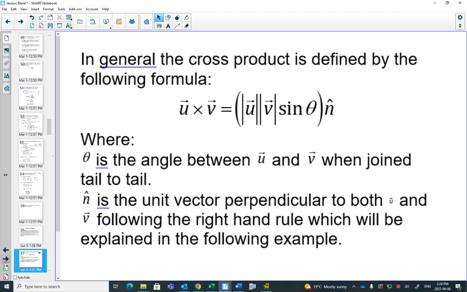So here's the cross product formula. The cross product is the length of u times the length of v times sine of theta, where theta is the angle between them, and they're joined tail to tail, times the unit vector n, and n is perpendicular to both of them. Now, if you have two vectors, you could have perpendicular coming out one direction or perpendicular coming out the other direction. Does that make sense? And so we're going to find out using what's called the right-hand rule to explain which way it goes.